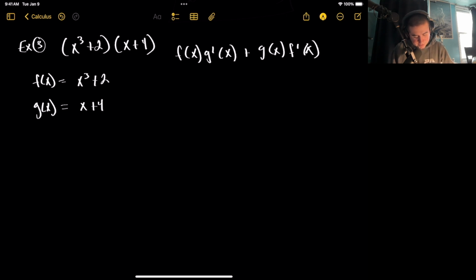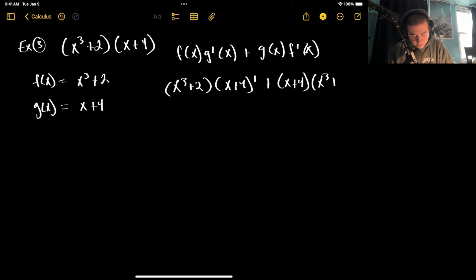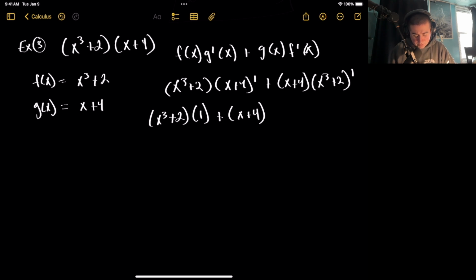And now my f of x is going to be x cubed plus 2. I'm going to be taking the derivative of x plus 4. So that will be x plus 4 prime plus g of x, which is x plus 4 times x cubed plus 2 prime. All right, so now we simplify and take the derivative. So we're just going to have x cubed plus 2 times the derivative of x plus 4, which is just 1. So we multiply by 1 plus x plus 4 times the derivative of x cubed plus 2, which is just 3x squared.